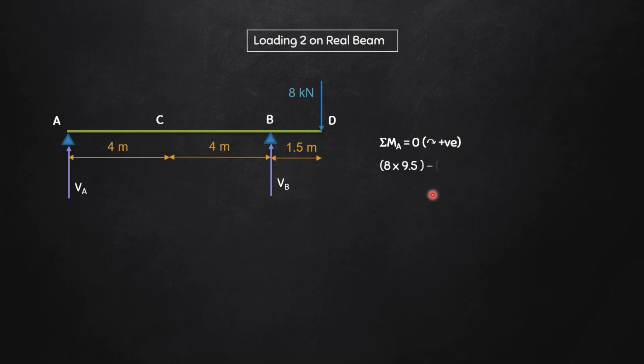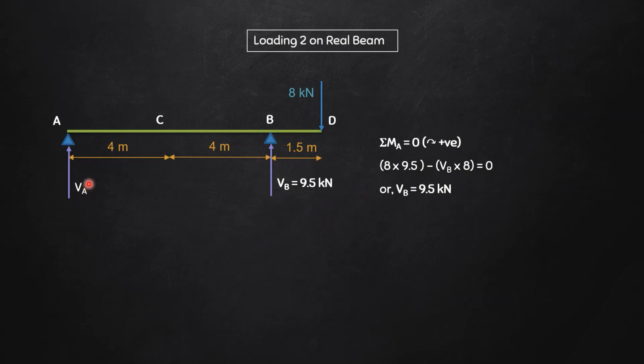So therefore, now this 8 kilonewton is going to have a clockwise moment at A of 8 multiplied by 9.5. It is 1.5 plus 4 plus 4, that is 9.5. 8 into 9.5. And VB is going to have an anti-clockwise moment, right? So VB multiplied by 8. So 8 into 9.5 minus VB into 8 equals to 0. So that gives me VB is equals to 9.5, and since VB is positive, therefore my chosen direction is correct. So I can write here VB is equals to 9.5.